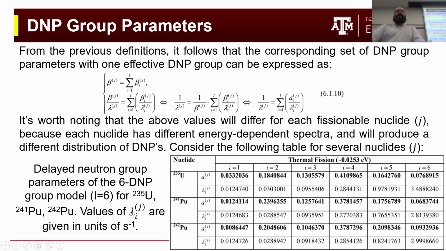And these decay constants in this table all have units of inverse seconds. The units aren't there, but lambda i does have units of inverse seconds, whereas the abundance is just a ratio, so it doesn't have any units.